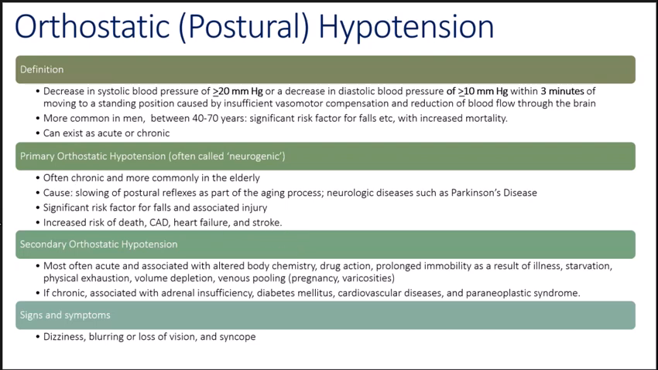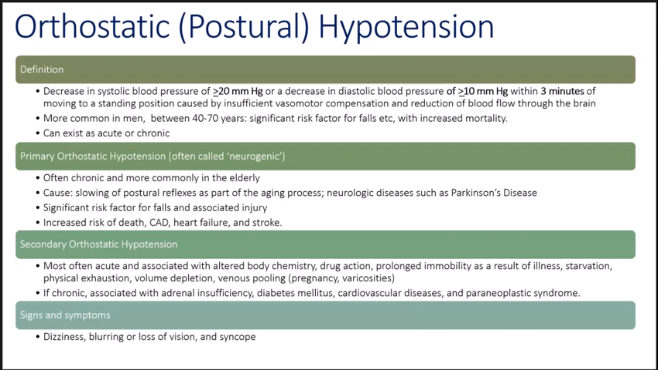There's primary and secondary. The primary form is usually also referred to as neurogenic orthostatic hypotension, and it is usually the result of a neurologic disorder that affects autonomic function. So that is the normal response we want to see of the sympathetic nervous system.